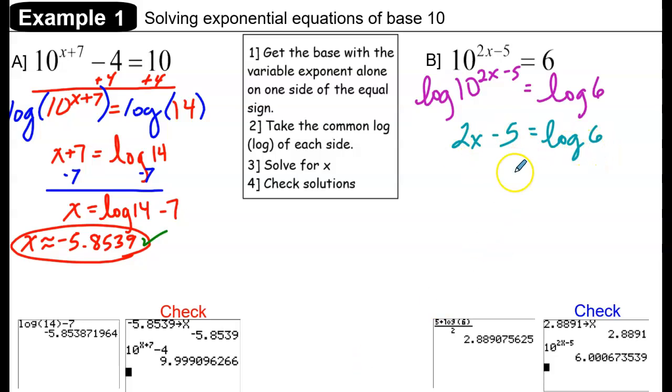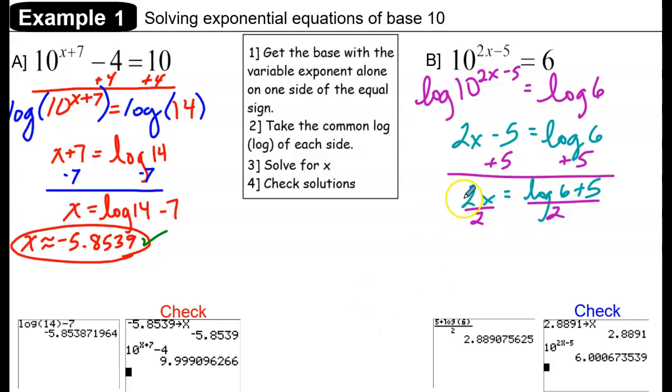And now we want to get the x by itself, so we'll add 5 to both sides. And then 2x is equal to the common log of 6 plus 5. And again, remember, you cannot combine that 6 and 5. They're not like terms. This is the log of 6 and then plus 5. So our last step to isolate the variable is to divide both sides by 2, and then x is equal to the common log of 6 plus 5, all divided by 2.